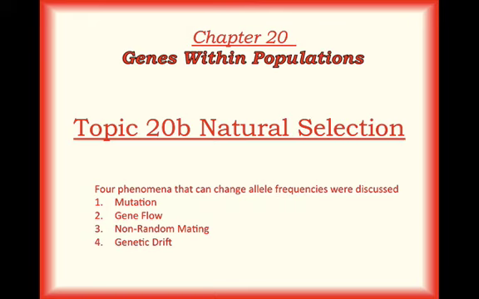The 5th phenomenon, selection, will be covered in the next video. To quickly review, there are 4 phenomena covered in this video that can change allele frequencies: mutation, gene flow, non-random mating, and genetic drift.